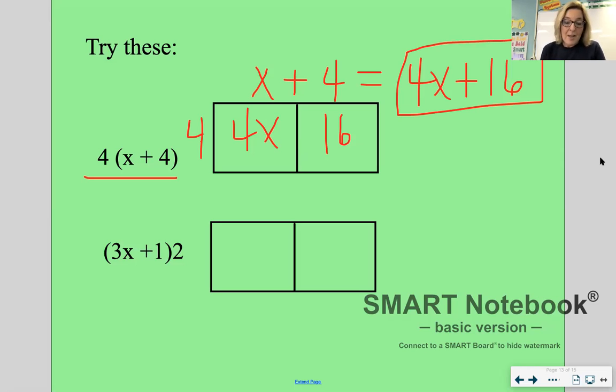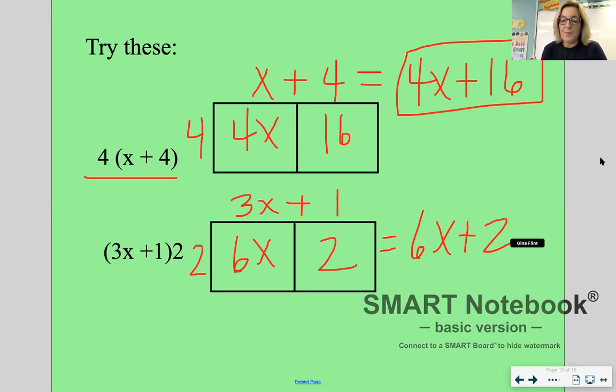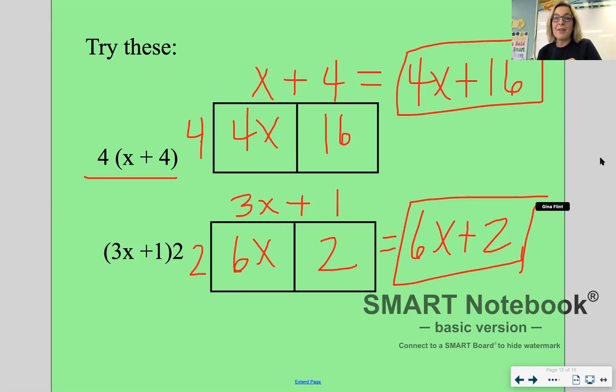So on this other one, 3x plus 1, that's the broken up factor. So we'll put it along the top times 2 along the side. 2 times 3x. If you have 3x doubled, that would give you 6 x's. 2 times 1 is 2. So that would give us 6x plus 2. Now, if you didn't use the area model, you can probably see what the pattern is, and it is just like when we were doing this numerically.